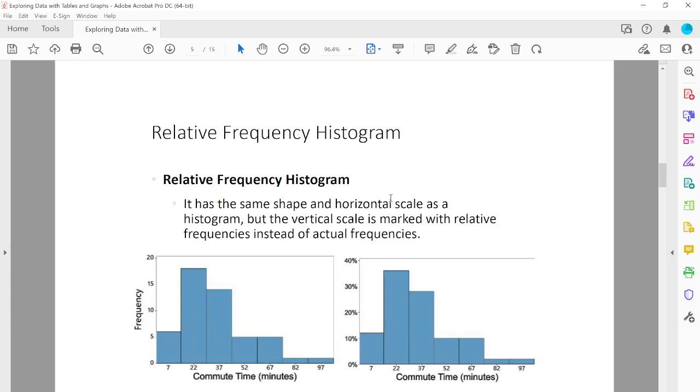For example, here is a frequency histogram, and then a relative frequency histogram. The difference between them is, as you can see here, the bars with the fixed number of commute times, the same bars with the fixed number of commute times. Sometimes we can use the frequency, sometimes we can use the relative frequency, which means percentage.